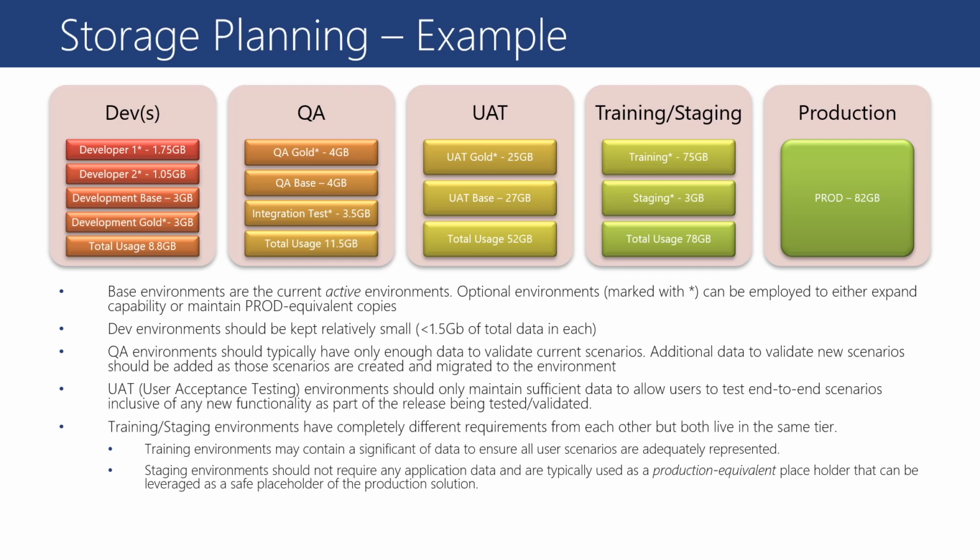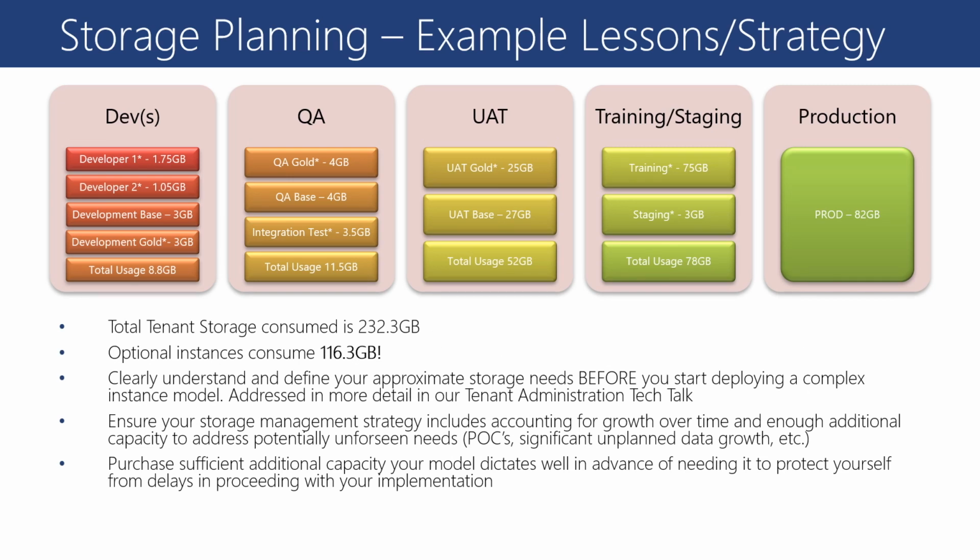However, looking at the storage consumption, you can see that as we move from tier to tier, the amount of storage required increases dramatically. Across all of these different areas of our lifecycle, with all of the instances we have, we're consuming over 232.3 gigabytes of storage. And the optional instances consume over half of that. This can become quite problematic if you are solely dependent upon the storage that is allocated to you based on the number of users you have, and you haven't purchased any additional storage.